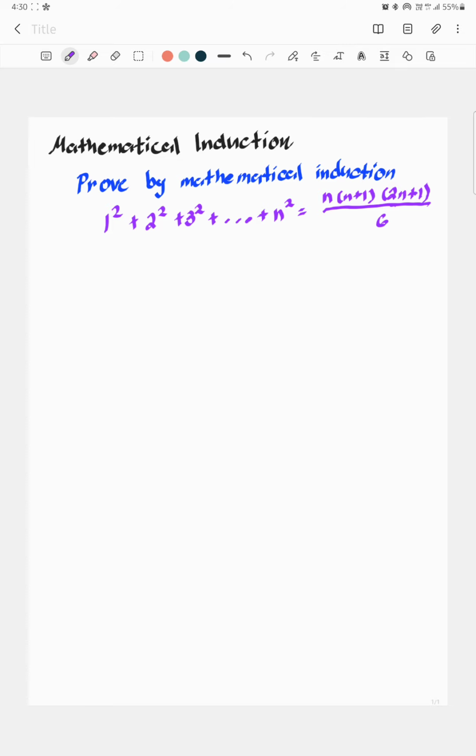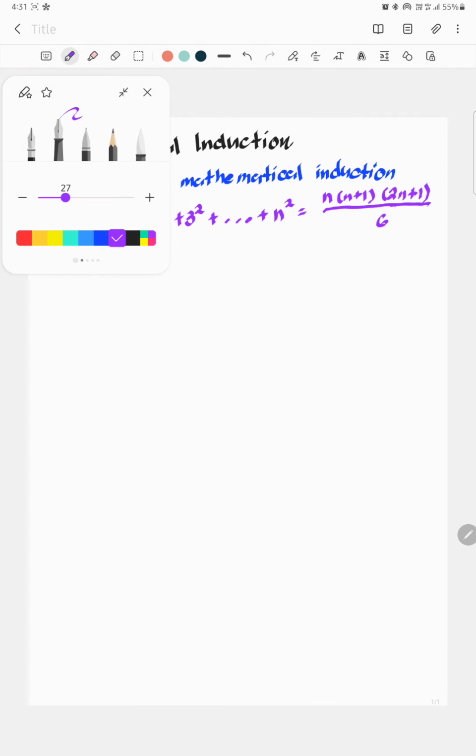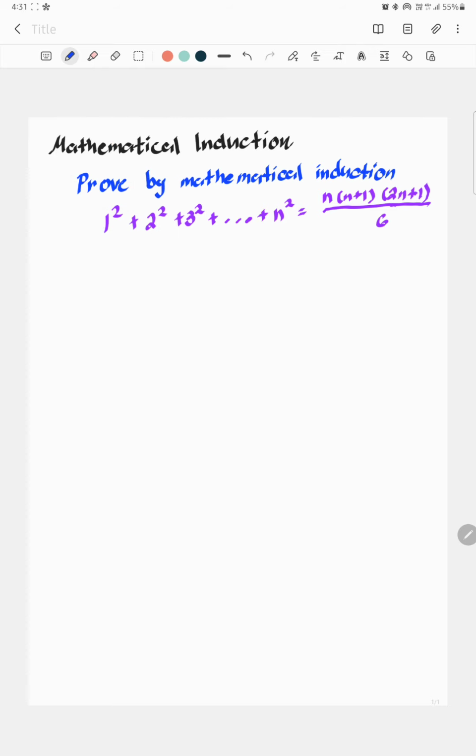Prove by mathematical induction that 1 squared plus 2 squared plus 3 squared continuing to n squared is equal to n times n plus 1 times 2n plus 1, all over 6. Now, there are 3 steps. However, some others say there are only 2 steps. In my case, I really want to do it in 3 steps so that there will be a specification. What are we doing?